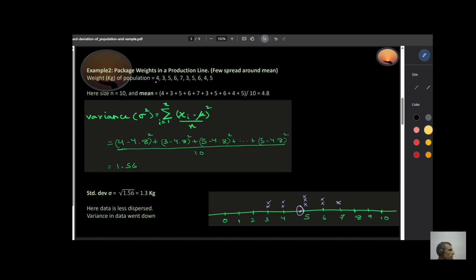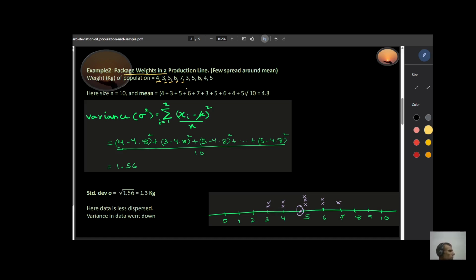This data, 4, 3, 5, 6, 7, you can see that it is spread but not as much, and this could be representing, let's say, a package weight in a production line. So when you work in an industry, in a factory, and the packages come to you, generally they tend to be for the most part consistent.